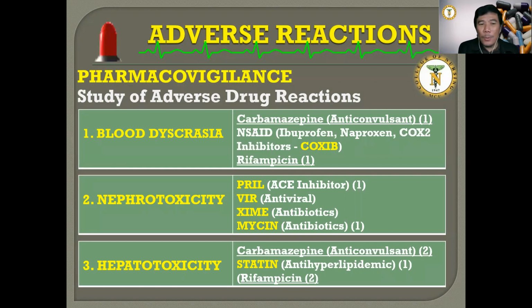Now, let us proceed with the third, hepatotoxicity. So this affects what we call the liver. So we have mentioned the two drugs that are common also to blood dyscrasia. We have the carbamazepine and the rifampicin. The drug that has been added to hepatotoxicity is the statin. We have mentioned the statins in the common drug suffixes. The statins are the anti-hyperlipidemics. So we have mentioned this for cholesterol, for the lipids.